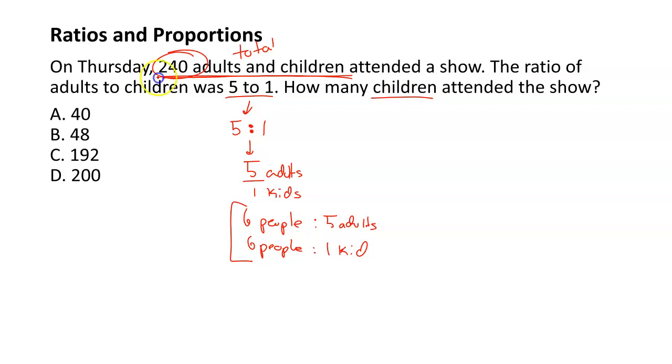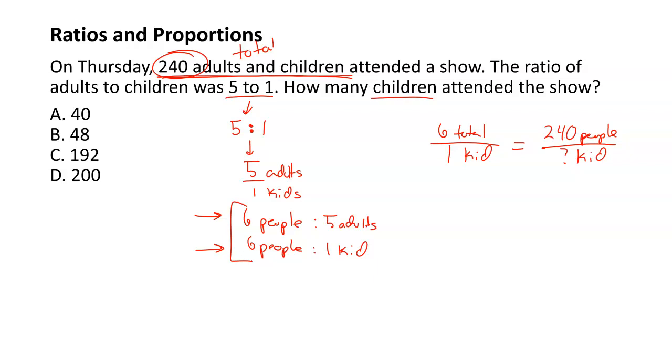Well, I've got 2 ratios that use total, one with adults and one with kids. Which one should I use? The one with kids, because that's what they're asking for. How many children attended the show? So once we have our ratio that we need, we can set up our fraction, 6 people total, and then for every 6 people total, one of them is going to be a kid. And we're going to set up a proportional relationship where we're comparing 2 fractions. We have 240 people total.